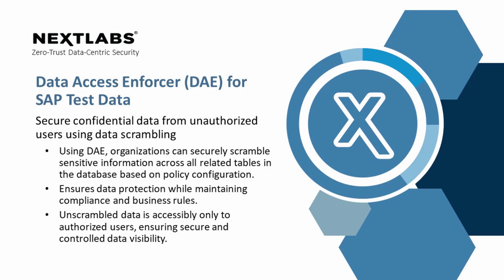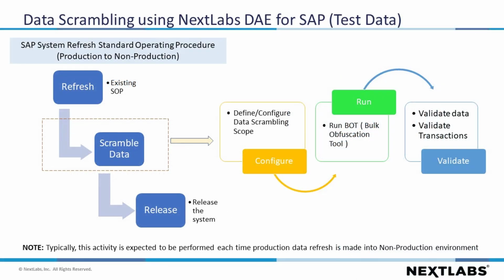To mitigate this risk, data scrambling anonymizes the data in lower environments, ensuring data confidentiality while maintaining compliance with regulations such as GDPR and export control. In this demonstration, we will show how NextLabs DAE enables data scrambling to protect sensitive data in lower systems.